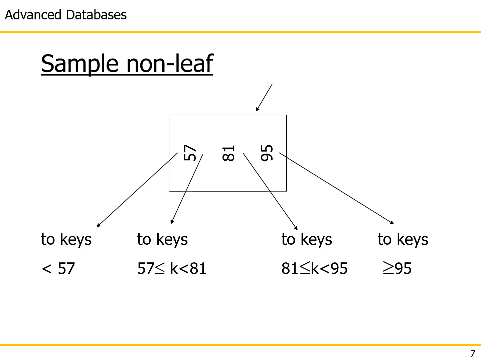So let me explain what I'm saying here. The arrow to the left of 57 will take you to all the keys less than 57. The arrow between 57 and 81 will take you to all the keys between or equal to 57 and less than 81. The arrow between 81 and 95 will take you to another child node that will hold all the values that are equal to 81 or greater than 81 and less than 95. The arrow to the right of 95 will take you to a child node that holds values that are equal to 95 or greater than 95.